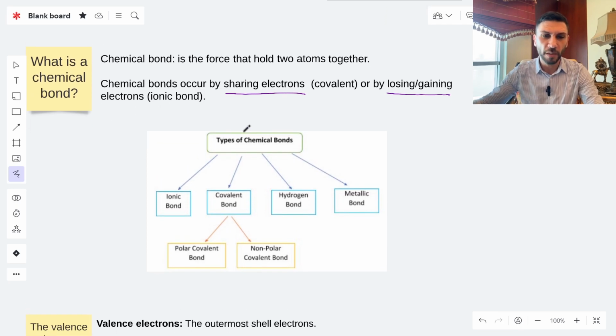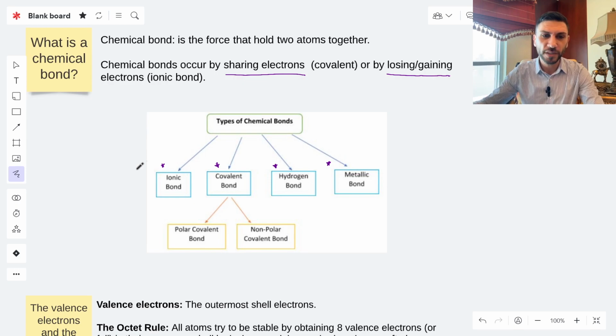As for the types of chemical bonds, we have the ionic bond, the covalent bond, the hydrogen bonds, and the metallic bonds. In these sections, we're going to focus on the ionic bond.